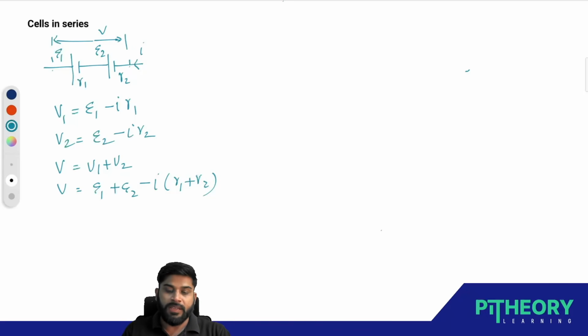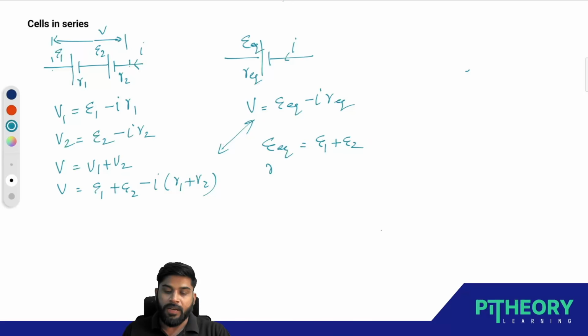Now, if you are considering the equivalent cell here, whose EMF is epsilon equivalent and internal resistance is R equivalent, with current I passing through, the total terminal potential difference across that you can write as epsilon equivalent minus I into R equivalent. If we compare these two equations, epsilon equivalent is equal to epsilon 1 plus epsilon 2, and R equivalent is nothing but R1 plus R2. And that's the relation we want in this case.